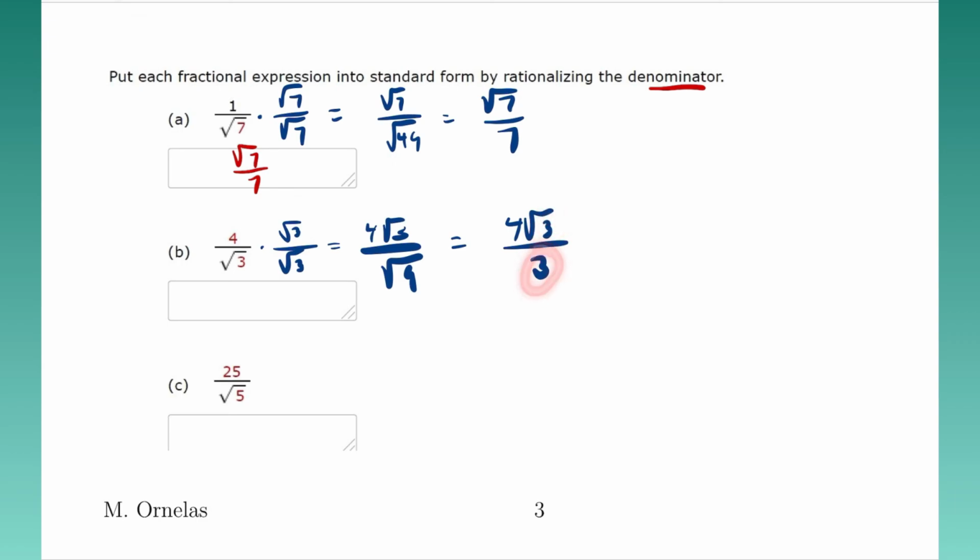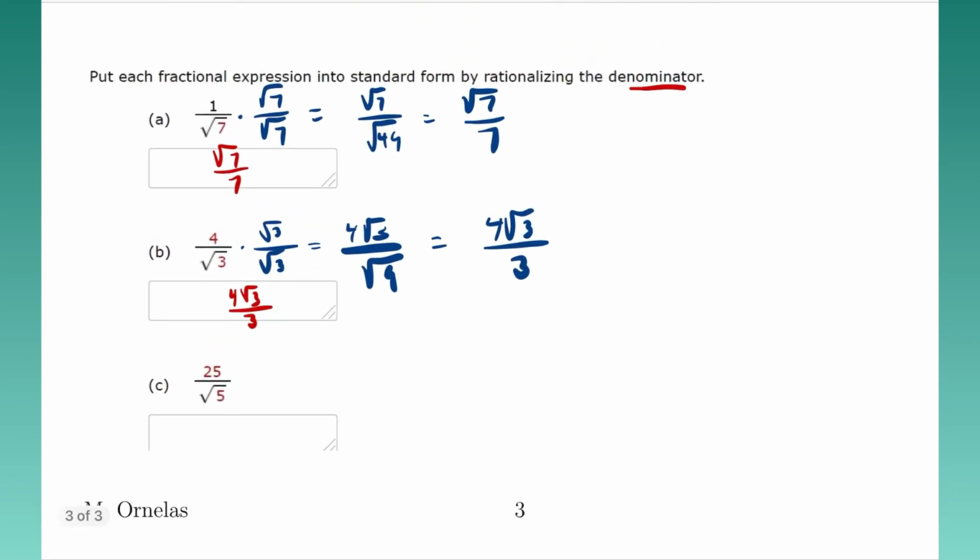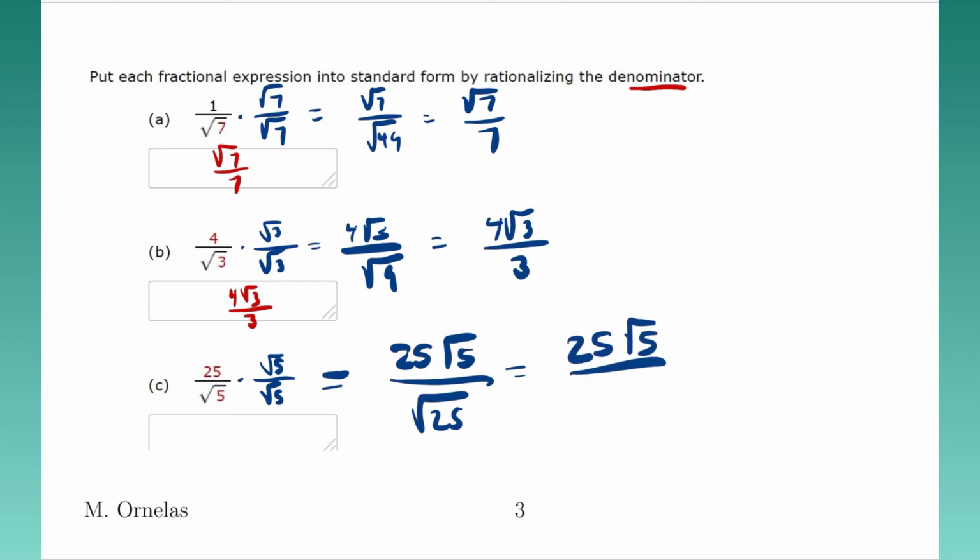The last problem, we do the same thing. We multiply by square root of 5 over square root of 5. We end up with 25 square root of 5 over square root of 25. So we get 25 square root of 5 over 5. The square root of 25 is 5. And now we can simplify these two because these are outside of the radical symbol. So our final answer is 5 square root 5. And that completes this section.